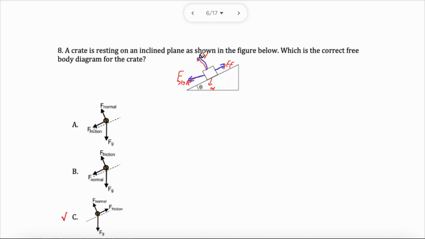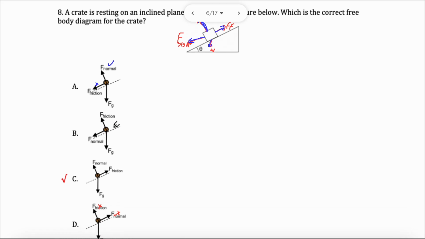Normal stays the same, going up that way. That should be a straight line, by the way. And the weight is acting directly downwards. The weight, or sometimes written as Fg, force of gravity, that's also acceptable. F normal, this is correct. Friction is wrong. Friction should be the opposite. Over here, friction is wrong. That is definitely not right. Normal should have been up there, so that is wrong.